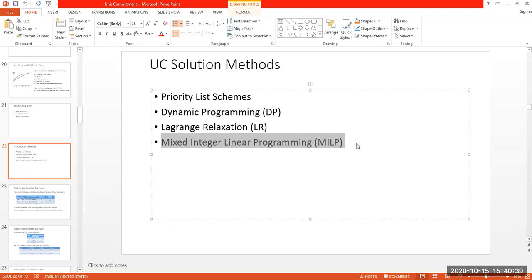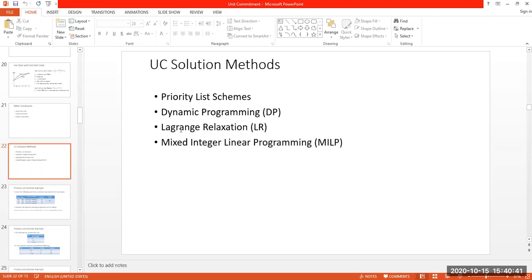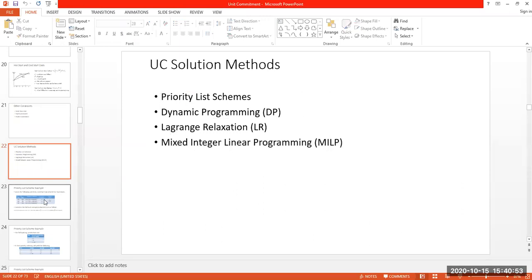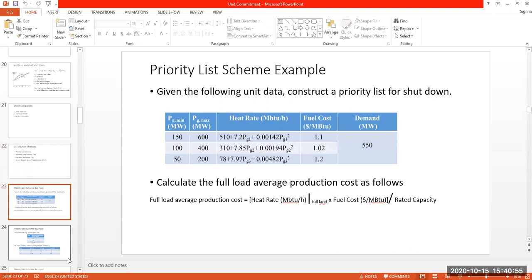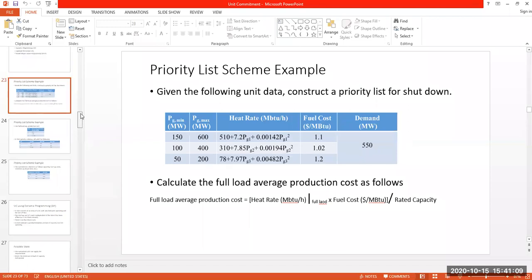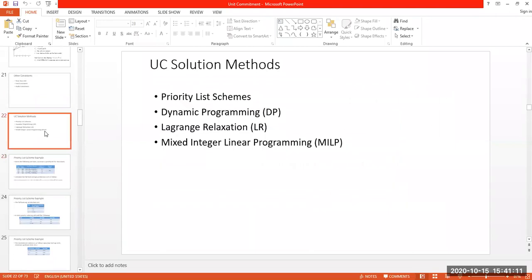Of course, the list is much more extensive. I have not listed them, but there are other methods. In the textbook, they have mentioned these four. I will go with the priority list and dynamic programming, just to make the idea clear. I will take this probably in the next class. I have only 4 minutes, so let me stop here.